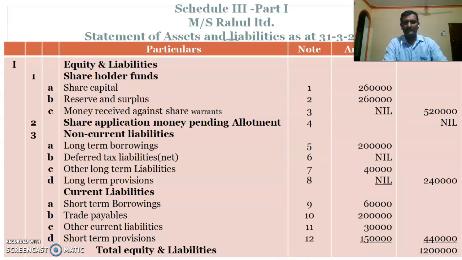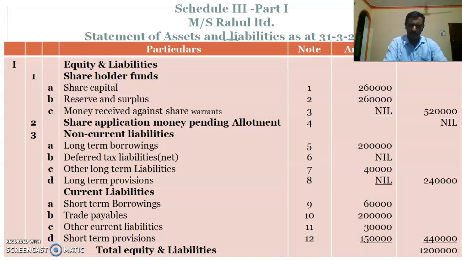So share capital and reserves and surplus information are available, but there is no information about money received against share warrants. So the total of these items is taken to the outer column. Then share application money pending allotment, there is no information available. Then under non-current liabilities, we have four important items: long-term borrowings, deferred tax liabilities, other long-term liabilities and long-term provisions.